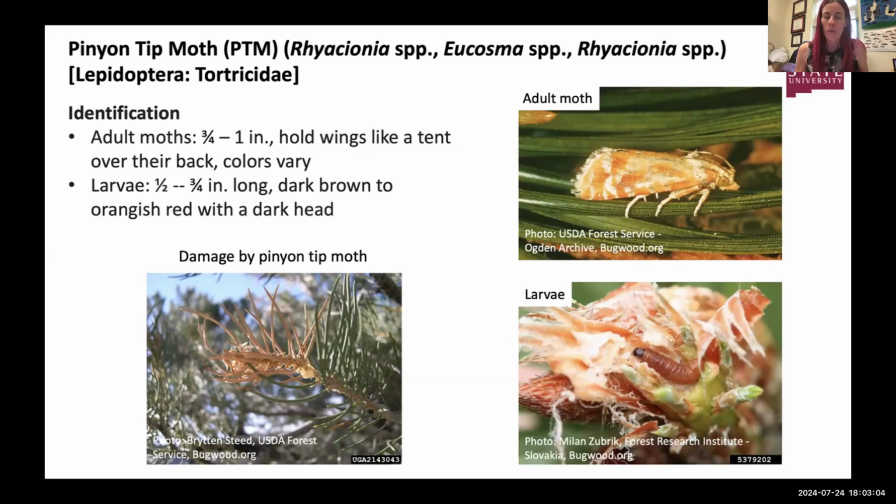The larvae are pretty distinctive looking too, for larvae of a moth that is a pest. They're kind of reddish or brownish, darker in color, and they have this very dark head capsule. So they're reddish orange, reddish brown, and they have this really dark head. Their damage is pretty distinctive. They like to feed on the tips of pinions. So you can see here discoloration of the leaves and then this pitch near the tip here.